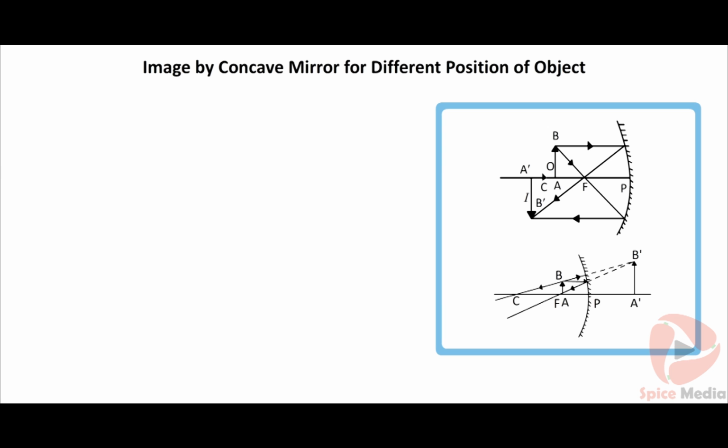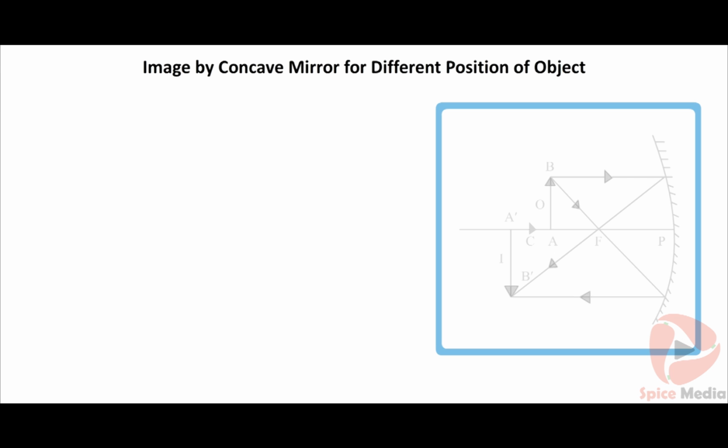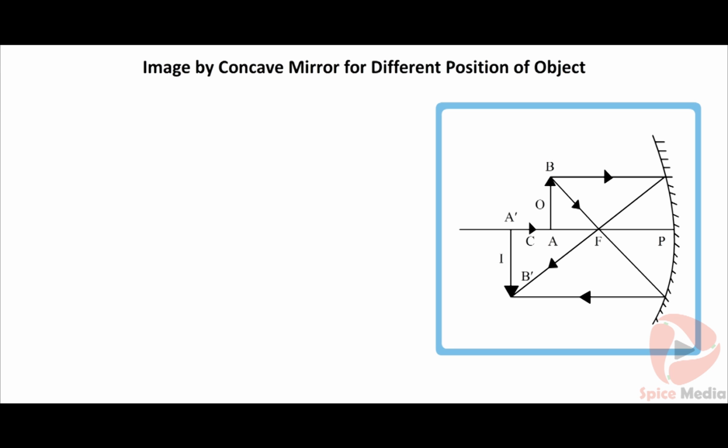Look at the difference in the given images. According to these images, when a real object is placed between the center of curvature and the focus of the mirror, the object AB has its image A'B' formed beyond the center of curvature. This image is real, inverted, and enlarged.